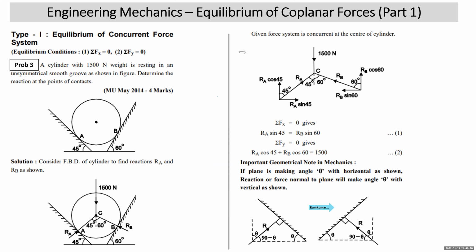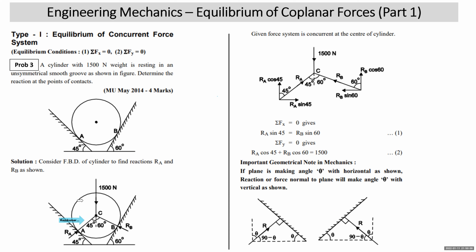Now you can see on this side, this plane is making 45 degrees with the horizontal. So reaction RA, which is normal to the plane, will make 45 degrees with the vertical. And of course, this reaction will pass through the center of the cylinder. Similarly, on this side, this plane is making 60 degrees with the horizontal. Reaction normal to the plane will definitely be towards the body. Reactions RA and RB will be towards the body, passing through the center of the cylinder. The reaction normal to the plane will make 60 degrees with the vertical.